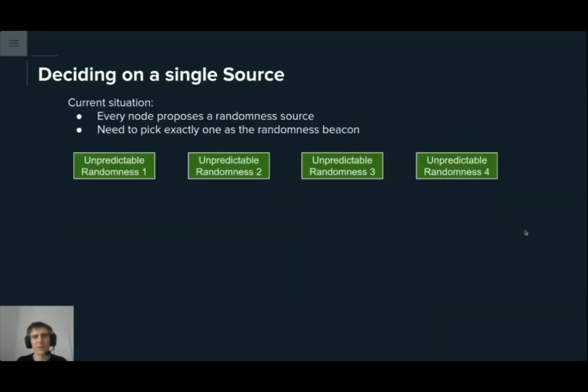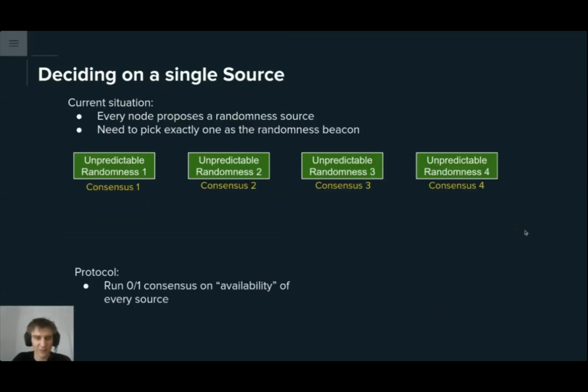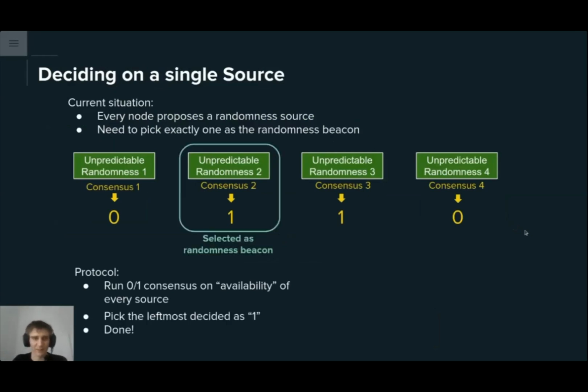Okay, so here is the situation. We have n unpredictable randomness sources, and we just would like to pick one of them to be the final randomness beacon. The issue is we need consensus for them, so we need to find one which is available. If we run consensus on availability on each of them, then we can just pick the one which is available and has the lowest index or something like that.